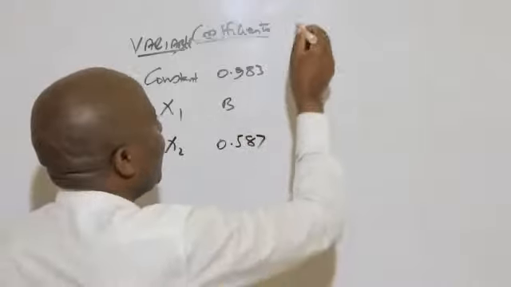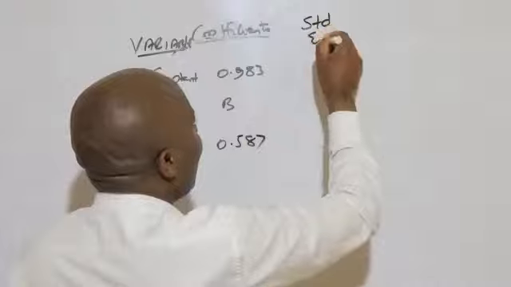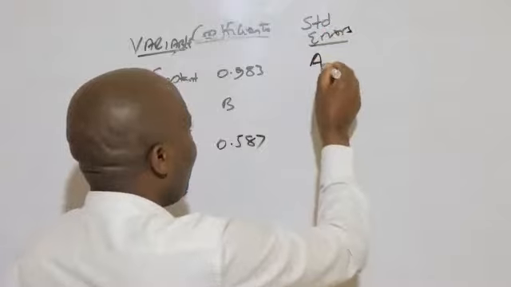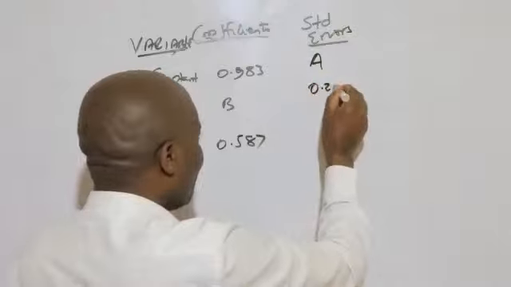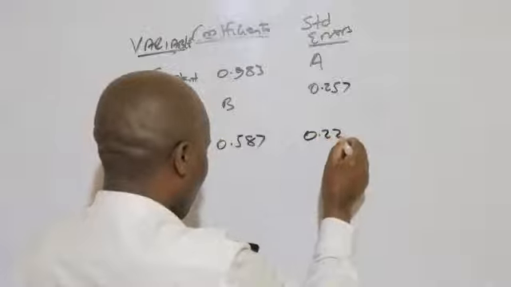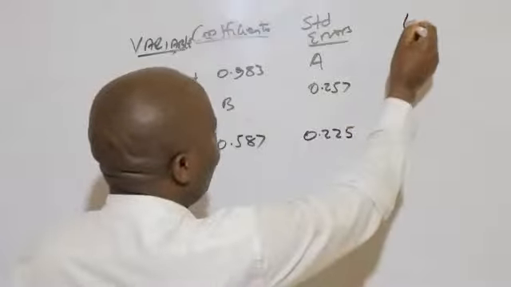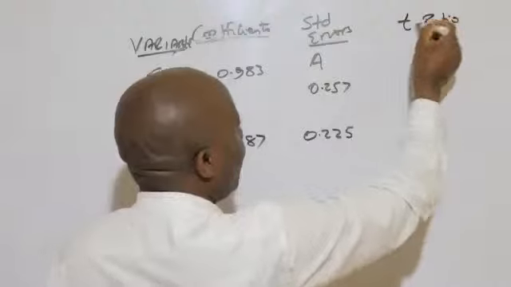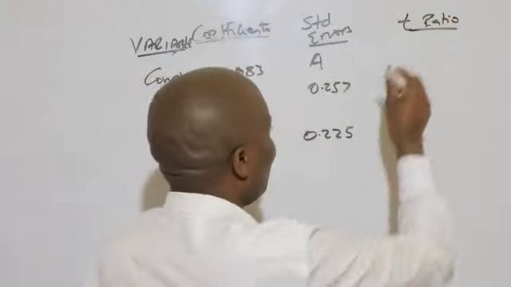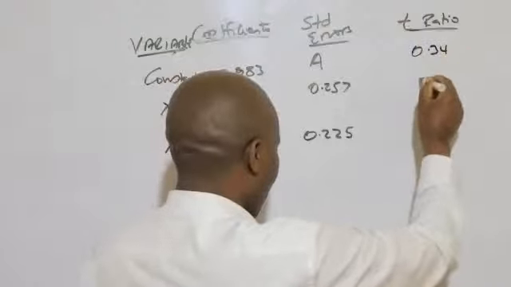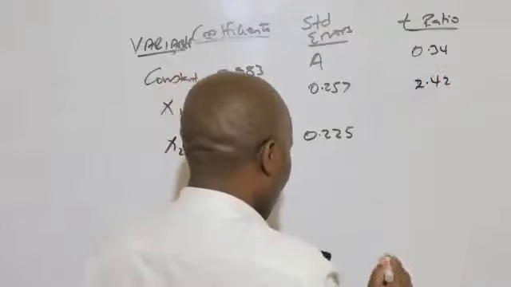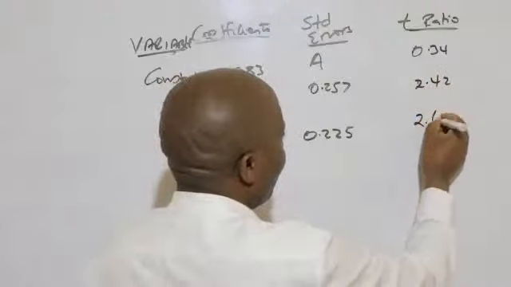Then they have given us the standard errors. The standard errors, we have A, we have 0.257, we have 0.225, and then they have given us the T ratios. The T ratios, we have 0.34, we have 2.42, and then lastly we have 2.61.